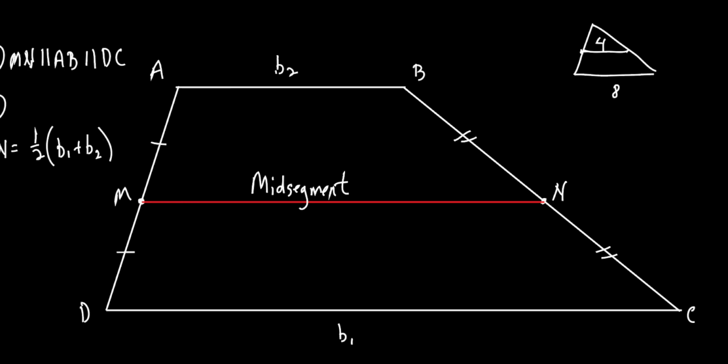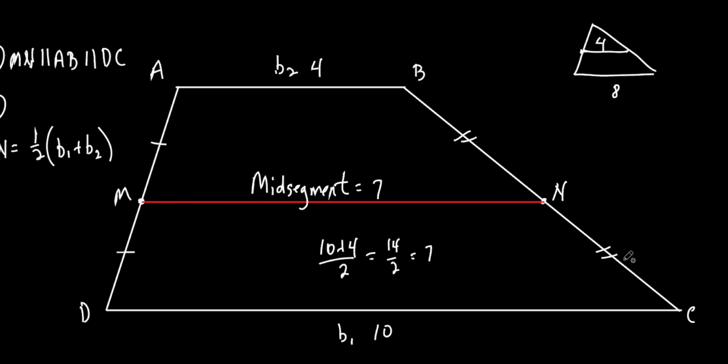For instance, if this was 10 and this was 4, what would the mid-segment be? It'd be 7. It'd be that easy. So what was the math? It was 10 plus 4, and then divided by 2. 14 divided by 2 is 7. So the mid-segment is 7. So the length of that would be 7.